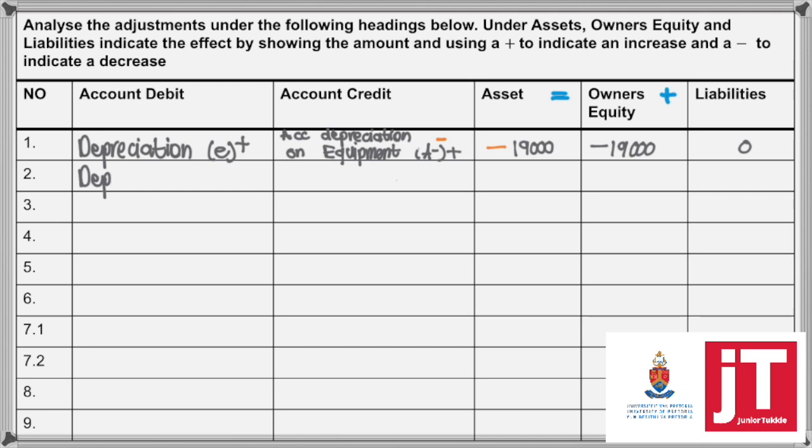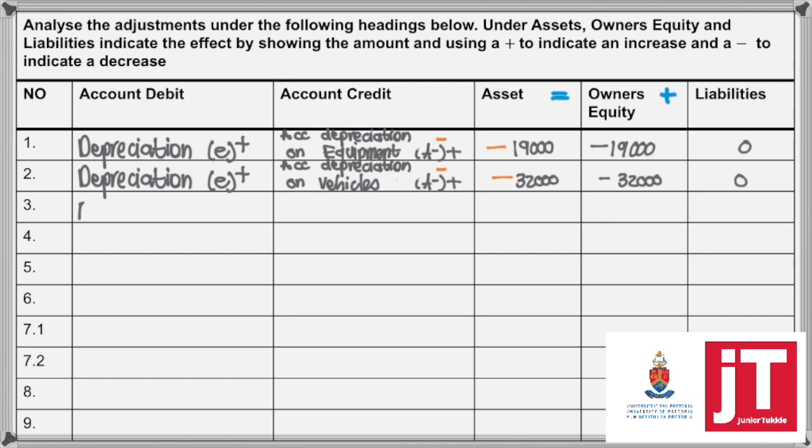Number 2 was the depreciation for vehicles. So I will debit depreciation again, but I will credit accumulated depreciation on vehicles. Yet again, a minus times a plus is a minus. It's a loss in value. So minus the 32,000 Rand for assets, and then an increase in an expense is a minus on equity, because the more the expense, the less the profit. So 32,000 there, and yet again, our equation balances out.